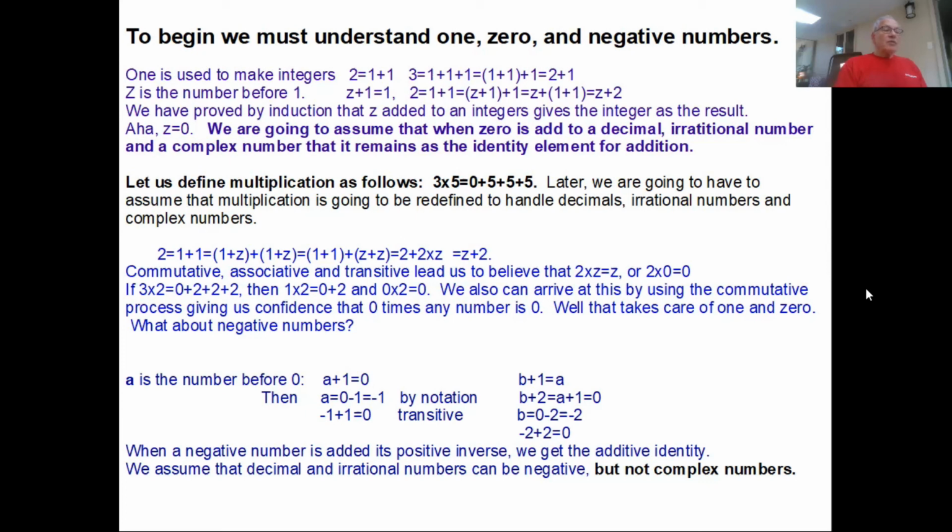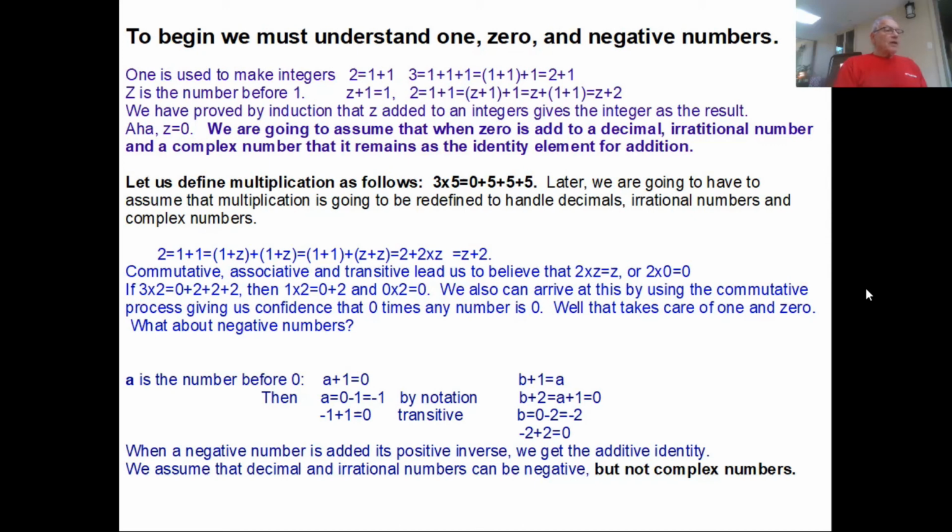3 times 5 is equal to 0 plus 5 plus 5 plus 5. 3 is the count of the number of 5s that we're adding there. Later we're going to have to assume that multiplication is going to be redefined to handle decimals, irrational numbers, and complex numbers. So this original definition gets us started, but it's not complete. And you'll notice I've also changed it by throwing that 0 in there.